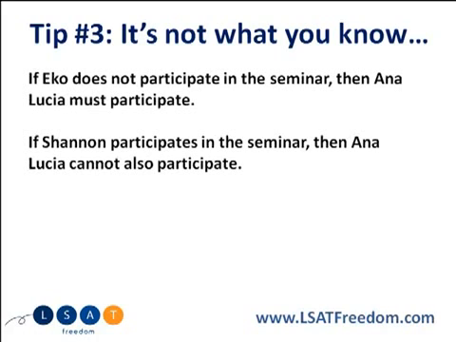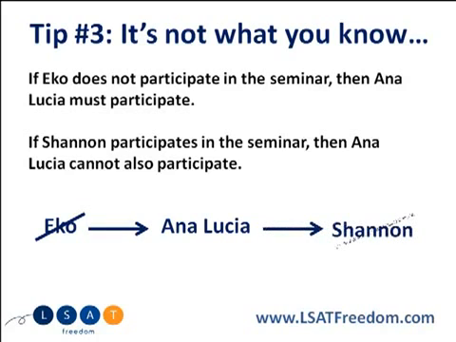What about combining rules? If Echo does not participate in the seminar, then Ana Lucia must participate, but if Shannon participates, then Ana Lucia cannot participate. Now what we would do is do a contrapositive, get the Ana Lucia in basically a positive format, and Shannon would be negative. You can check out the course if you want to build that skill. It's definitely necessary to do well, but suffice it to say, we'll say if Echo is not participating, then Ana Lucia will. But if Ana Lucia is, then Shannon will not participate. And again, we took the contrapositive of that second statement.